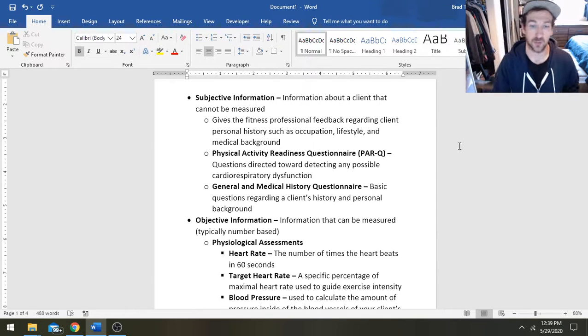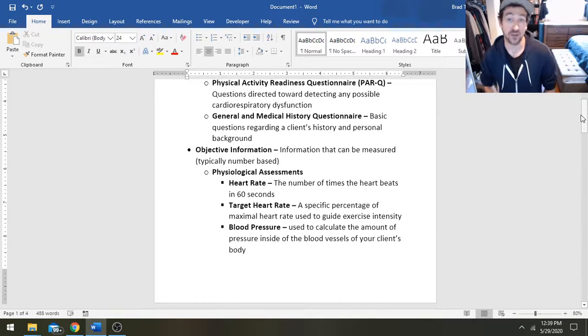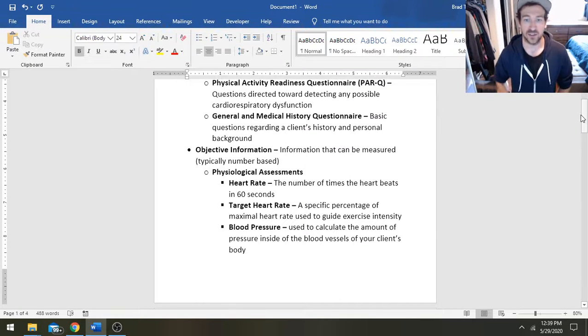So the two primary ones that you're going to look at are going to be your PAR-Q, that's your Physical Activity Readiness Questionnaire. These are questions directed towards cardiorespiratory dysfunction. So if your client answers yes to any of those, you're going to want to make sure that they have written permission from their doctor before they begin exercise. And that's just the best thing you can do to keep yourself and the client safe.